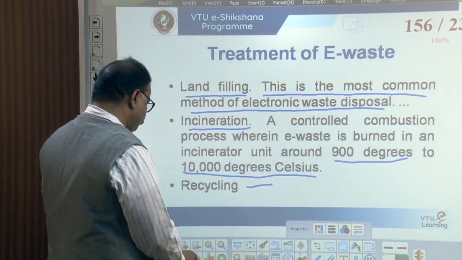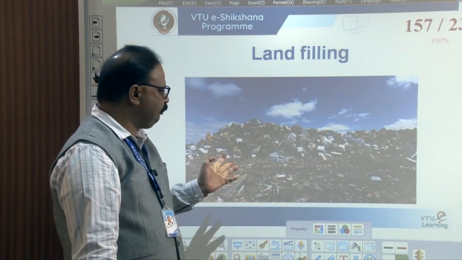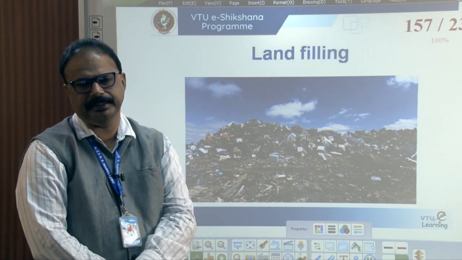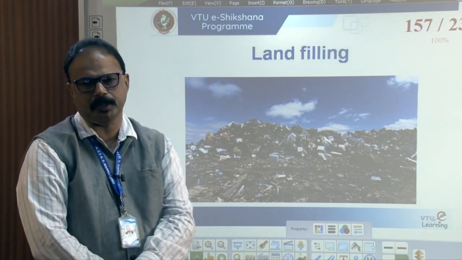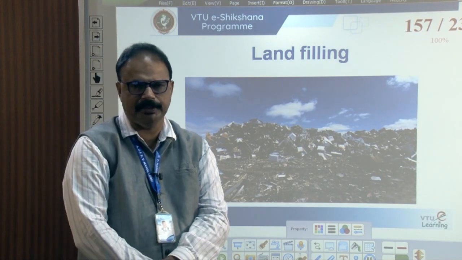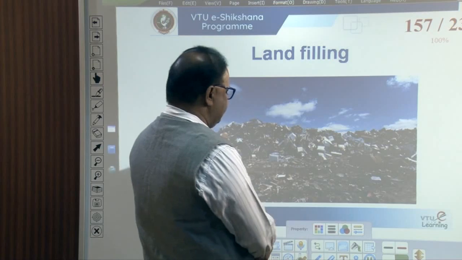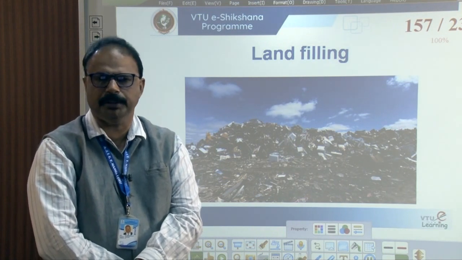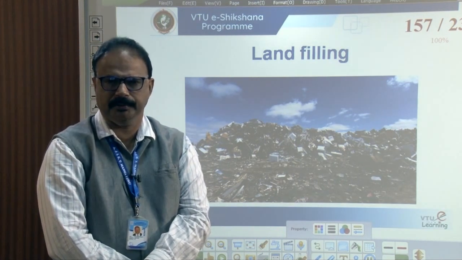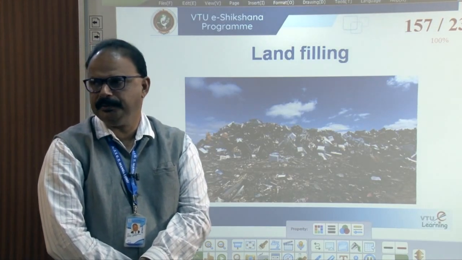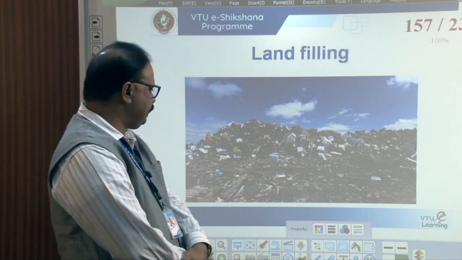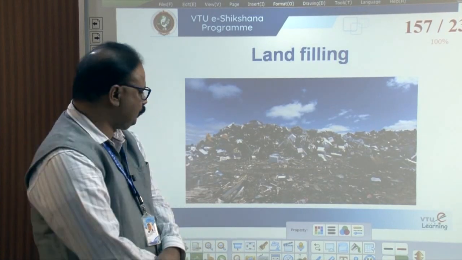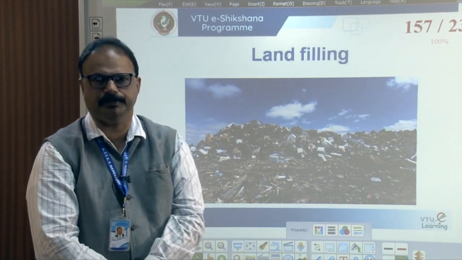Now we go for, see here how the landfilling is done. Waste is dumped in one area, where e-waste is dumped in the landfill. You can see the drawing, different types of e-waste are dumped in a landfill. We dispose of the e-waste in landfilling. In this method, the waste should not affect the environment and should not cause air pollution or anything, and the e-waste is disposed of properly.